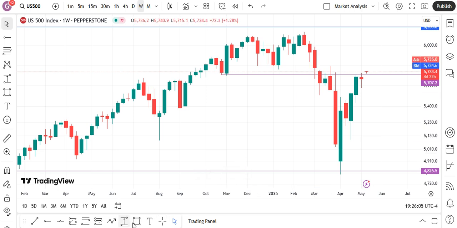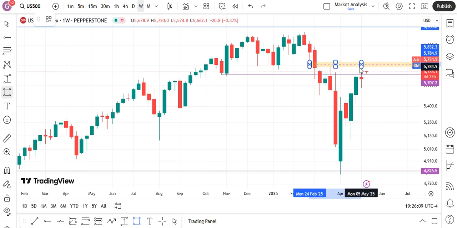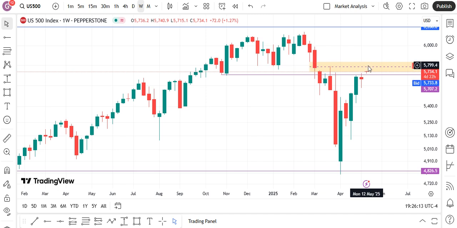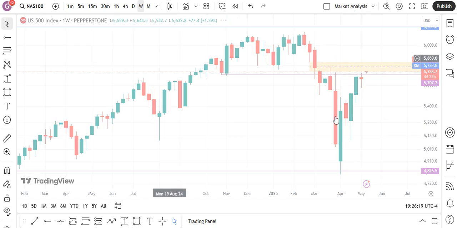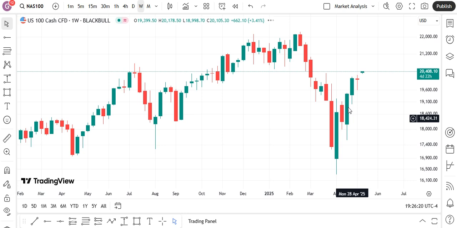I want to see it take out this high, fill in this FVG completely. Let me mark out this FVG and see how we trade around it this week, week 20. This is the FVG. So let's see. I want to see it fill it completely. Same thing for Nasdaq. Nasdaq has filled its own.